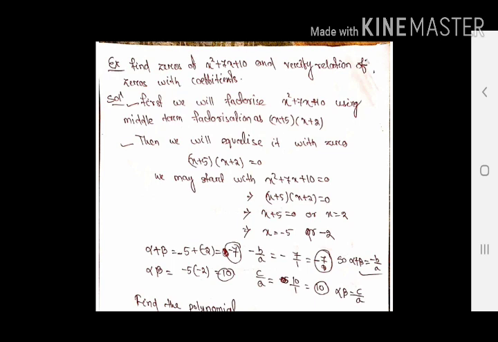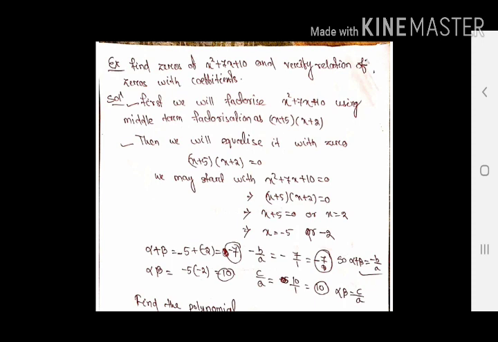Then we will check the relation with the coefficients. Alpha plus beta is minus 5 plus minus 2, so it is minus 5 minus 2, minus 7, and alpha beta is minus 5 into minus 2, it is plus 10. Then we check the relation with the coefficients. We know alpha plus beta is minus b by a. So we check what b is. Here the value of b is 7. So minus b by a means minus 7 by 1, that is minus 7. Check the sum: alpha plus beta is minus 7, or not? Yes, verified.